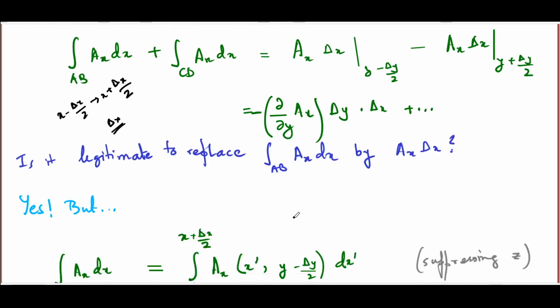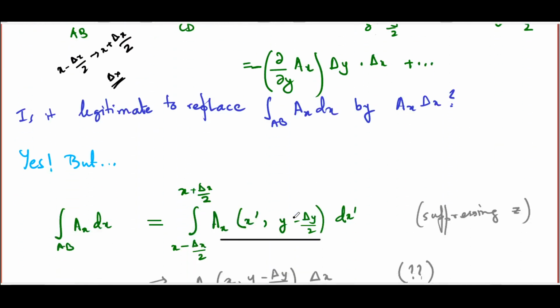Note that what we had really done is the following. For the line integral over AB of Ax dx, the integral that we had really calculated is this: ∫ Ax dx′, where x′ ran from x minus Δx by 2 to x plus Δx by 2.